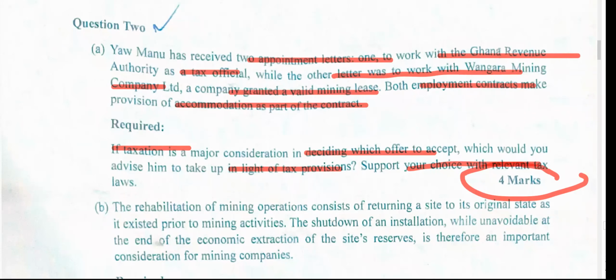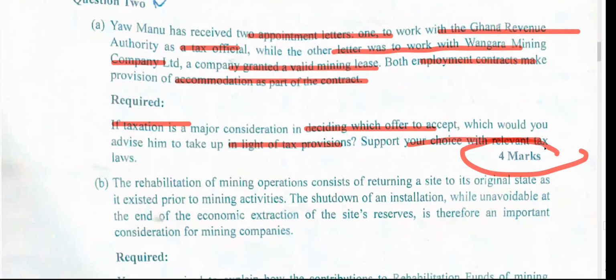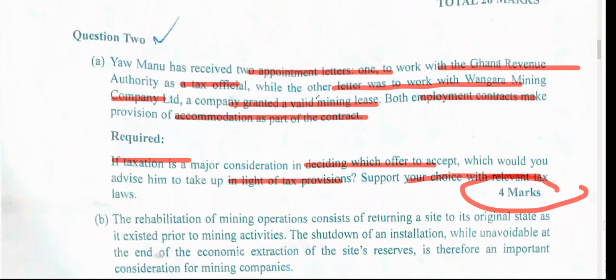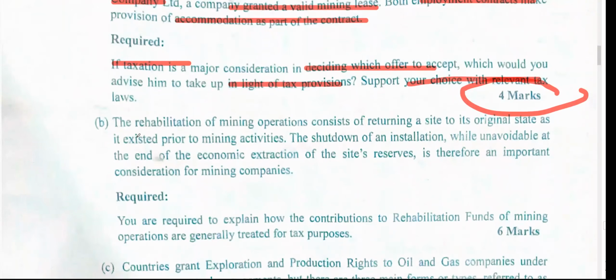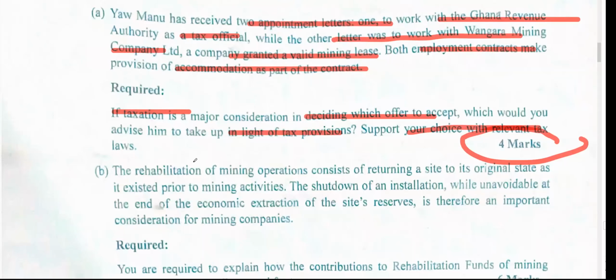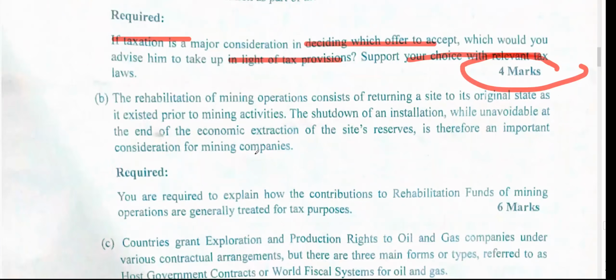Was it in the list? So he will not be taxed on the mining one, but will be taxed in the other. But you see, miscellaneous. You see where it's coming? The accommodation in the mining one will not be taxed only if it's on the mining site, or in proximity to the mine. You make reference to the Income Tax Regulations and section 4 of the Income Tax Act.